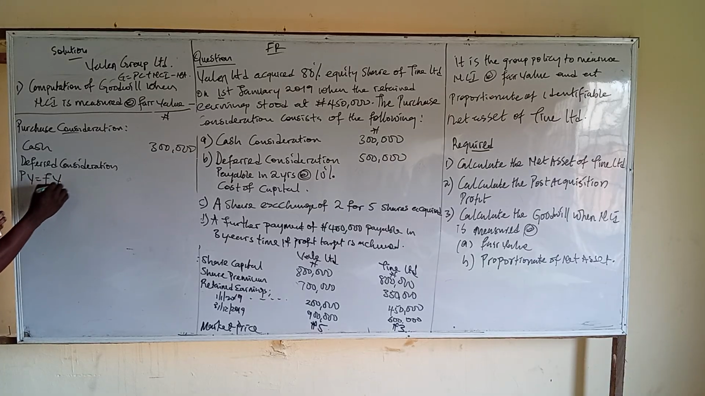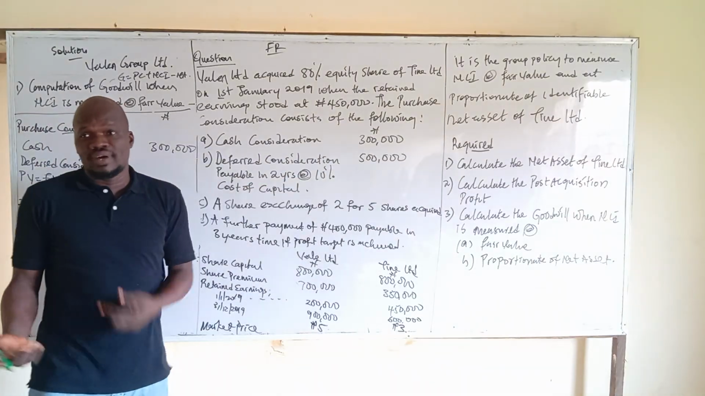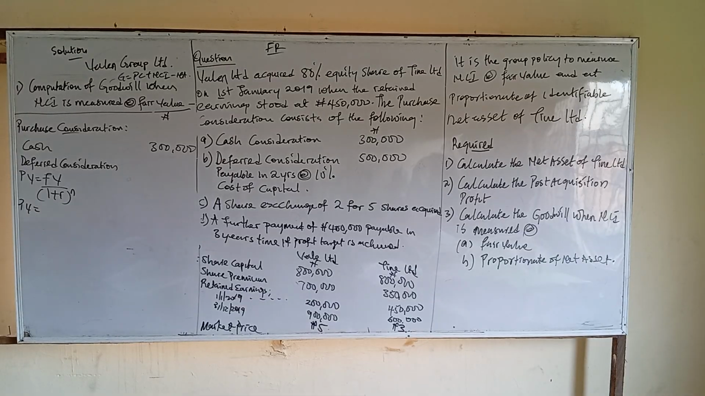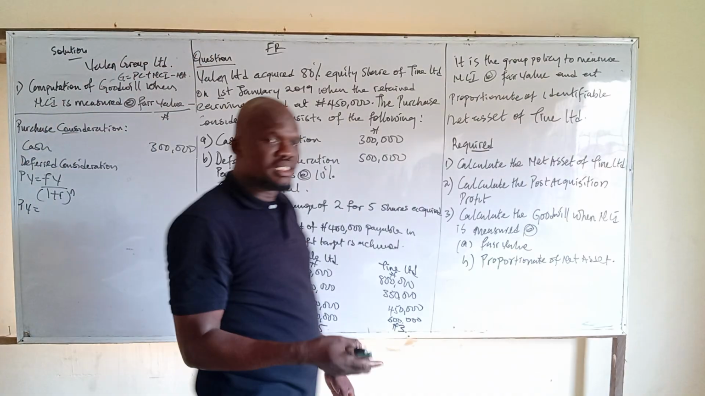Future value all over 1 plus what? Our risk rate. And so PV equals the present value. We are using the present value. Remember, the deferred consideration here is 500. Don't use the whole 500. Bring it to present value. Deferred consideration means payments you are making at a future date.